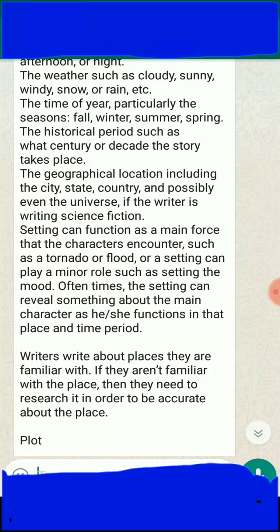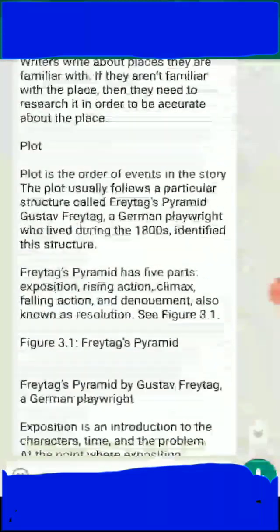time period. Writers write about places they are familiar with. If they are not familiar with that place, then they need to research it in order to be accurate about the place. Plot.